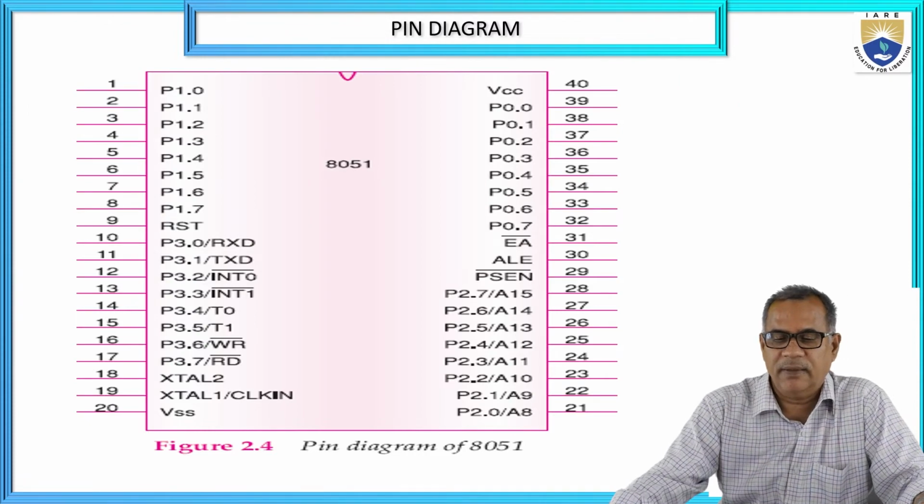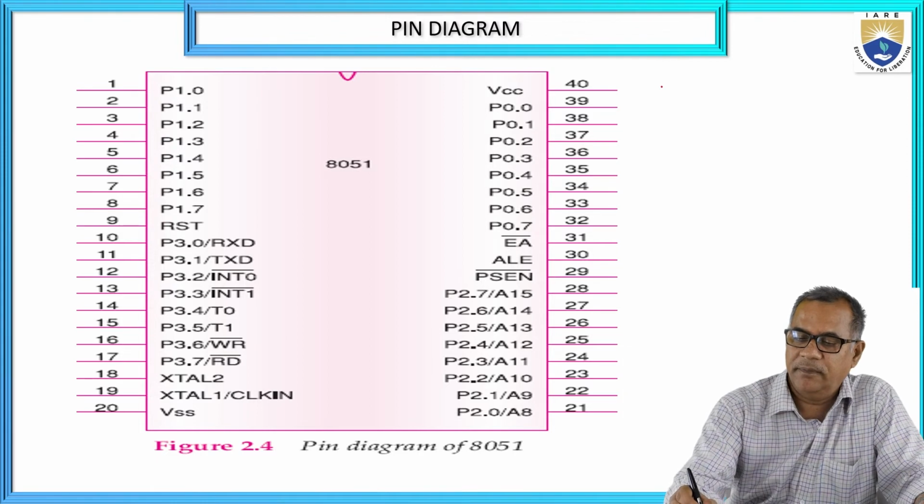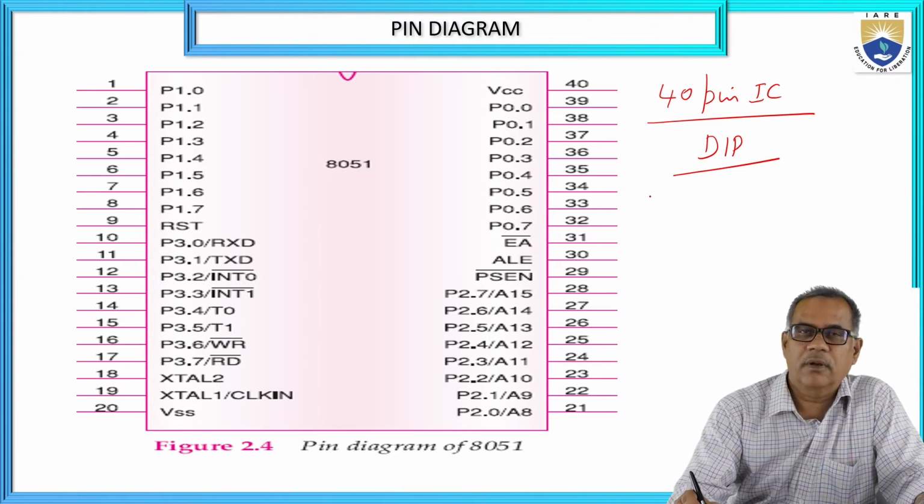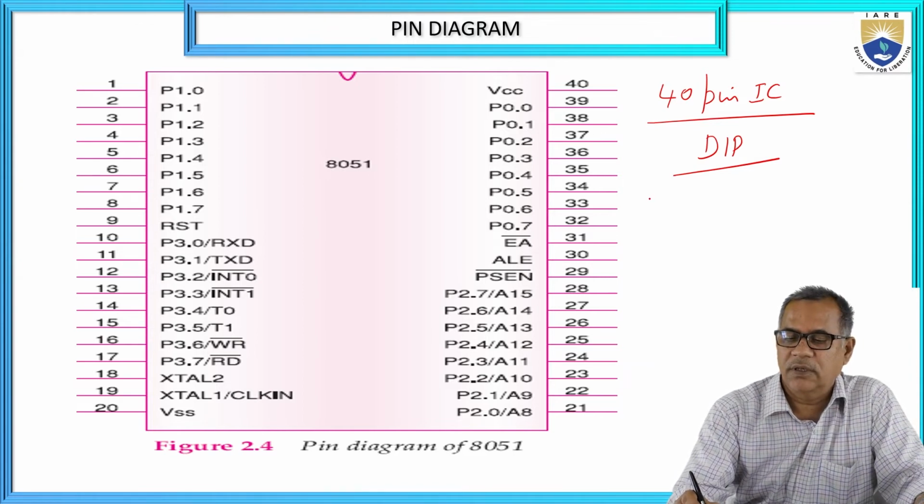So this is a pin diagram of the 8051 microcontroller. It is a 40 pin IC, available in a DIP, dual in-line package. Out of those 40 pins, there are 4 IO ports, 4 8-bit IO ports. So 4 into 8, 32 pins have gone there.